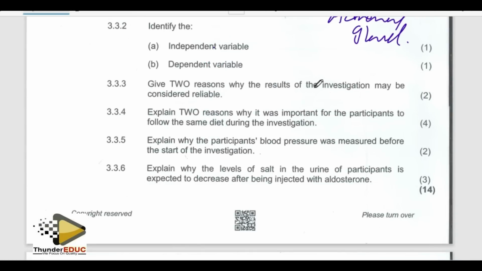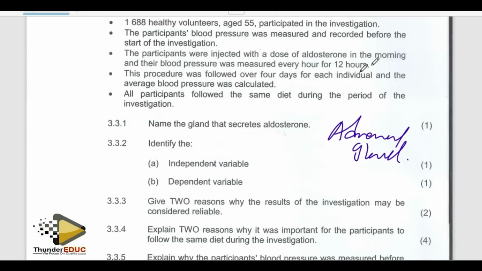Then the next question is saying, give 2 reasons why results may be considered reliable. For reliability, don't forget that you repeat the experiment. Did they repeat the experiment? Yes, let's check. They measured every 4 hours for 12 hours, meaning that they kept on repeating. And then they say that they calculated the average pressure. So they calculated an average, and also they repeated the measurements over a period of 12 hours.